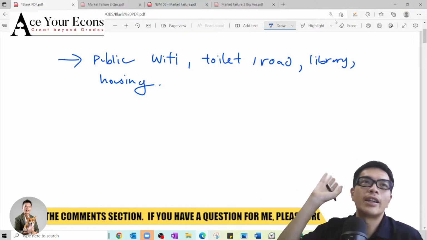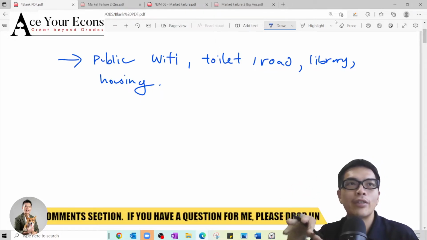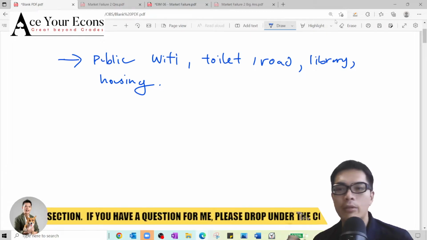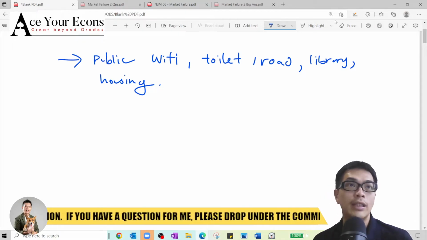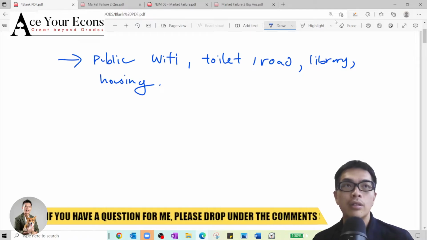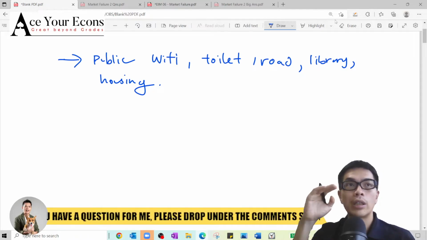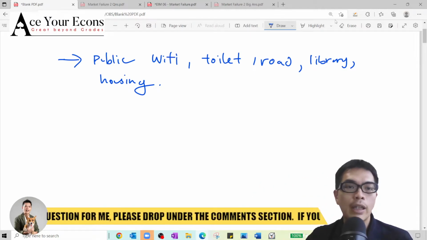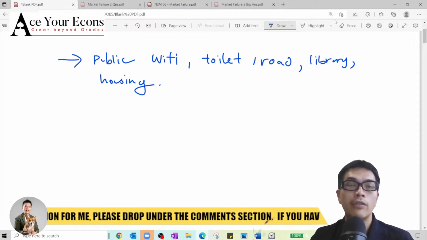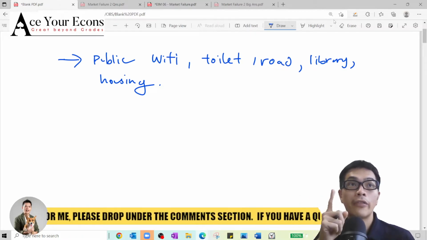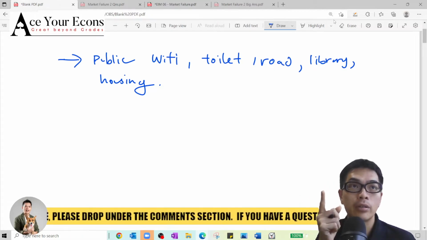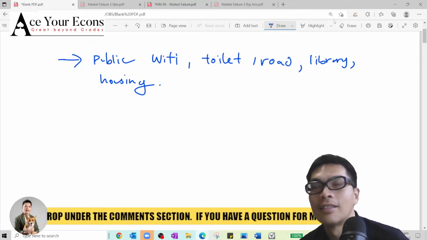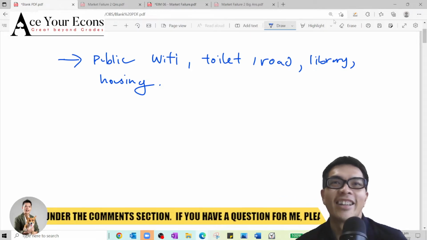Now, in case studies, they love to test you. They will ask you to explain whether public Wi-Fi, public toilet, public road, public library, public housing is a public good. Remember, all we need to do is scrutinize them on the definition basis: whether it is non-excludable or whether it is rivalrous. Now, public Wi-Fi, is it a public good? Yes or no?